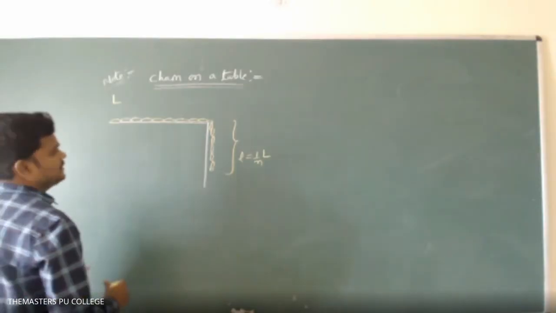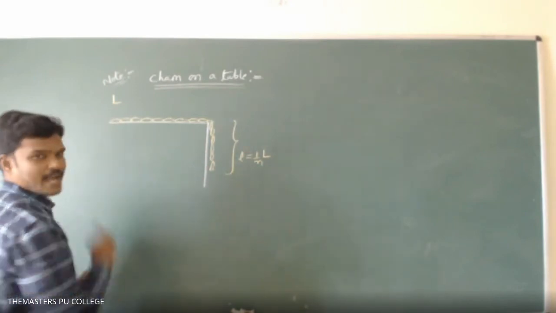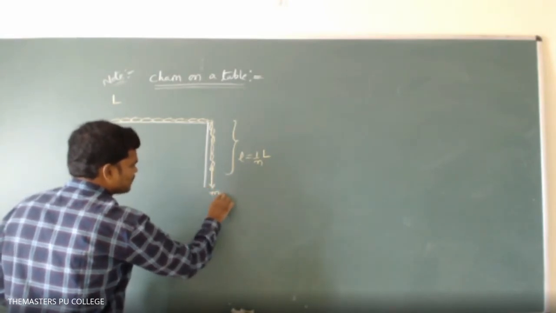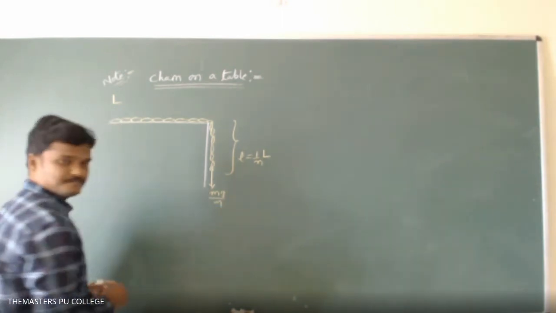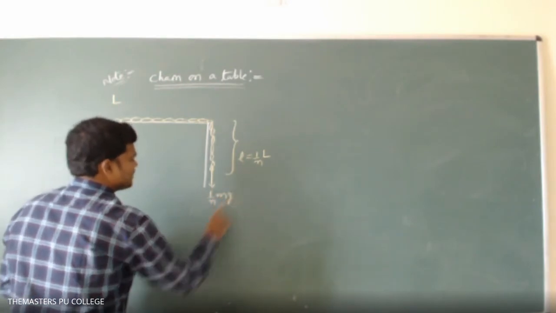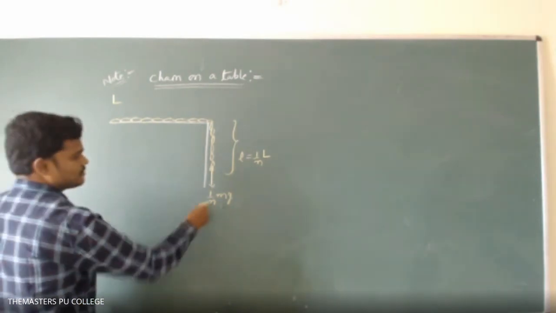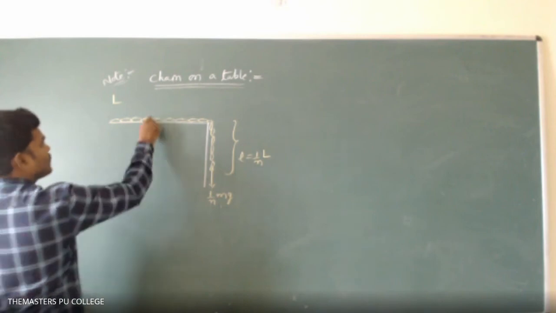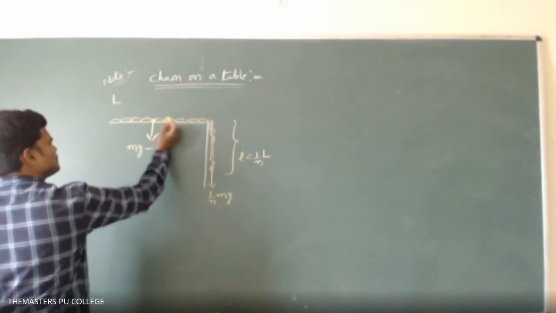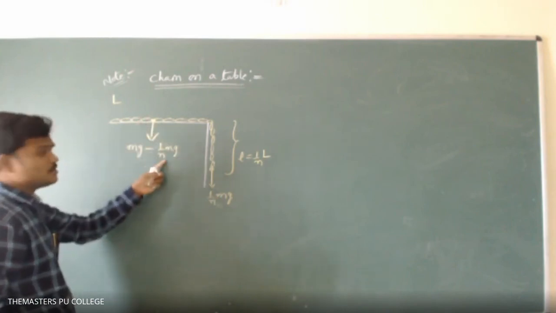Let us suppose small m is the mass of only the hanging part. Then what is the weight of this hanging part? The weight of the hanging part is mg by n, 1 by nth of the total weight. If it is half part, mg by 2. If it is 1/3 part, mg by 3. And what is the weight of this part on the table? Weight of this part is mg minus 1 by nth of mg, because 1 by nth of mg is hanging. If everything is on the table, this is 0, only mg.